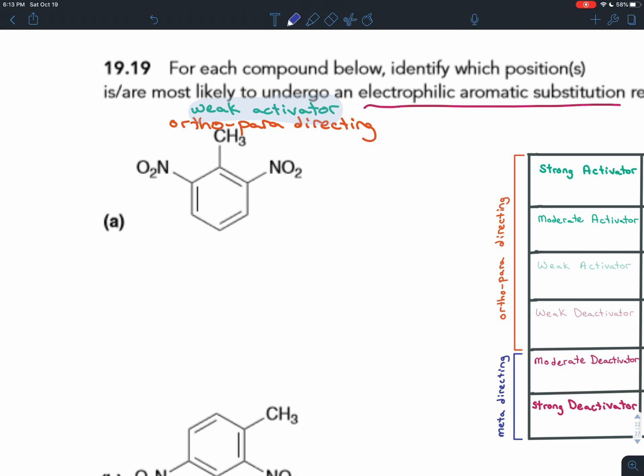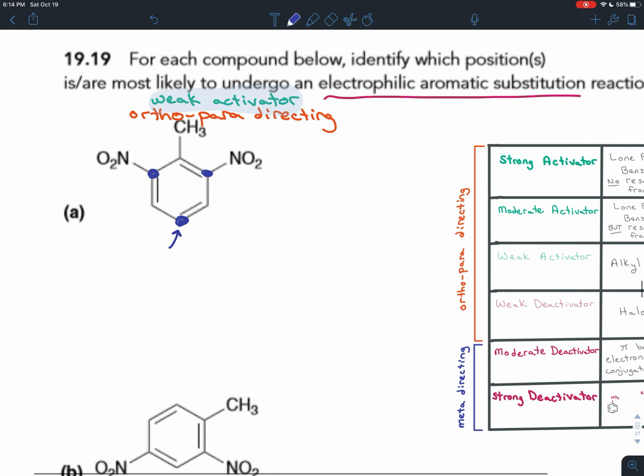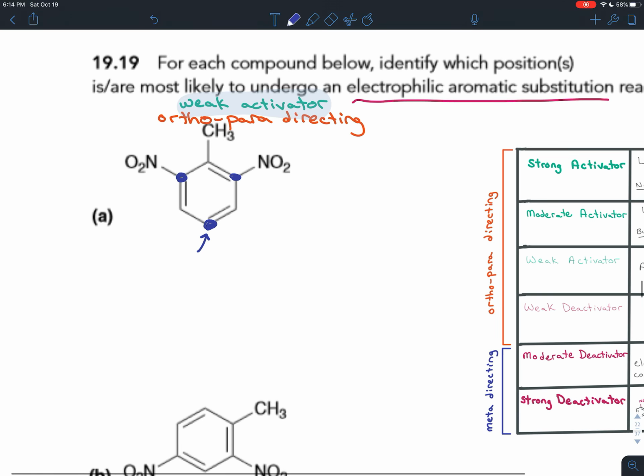So if we try to add a new branch onto this benzene ring, it's going to add ortho or para to this methyl group. So this right here, this is your methyl group. The ortho positions are already taken. The only place where the new branch would add would be at the para position. So here it says, for each compound, identify which positions are most likely to undergo aromatic substitution. It would be all the positions drawn, but of course, since there are already branches on the ortho positions, your new branch would only go onto the para position.